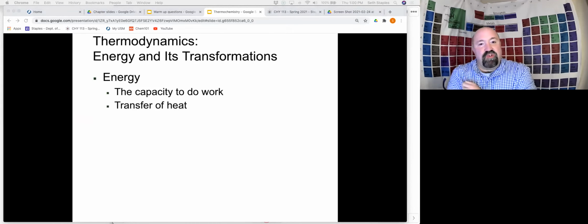And so energy in general: energy is the capacity to do work. That's just the very basic definition of it, that energy gives us the ability to do work in some way. It's also involved in the transfer of heat. And so energy can come in the form of heat transfer, heating something up, cooling something down. That's energy flow, moving from one thing to another.